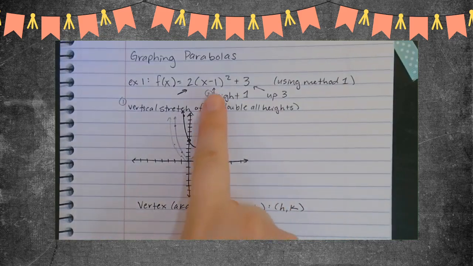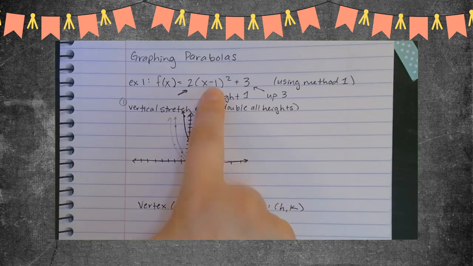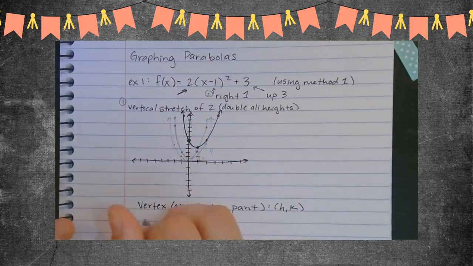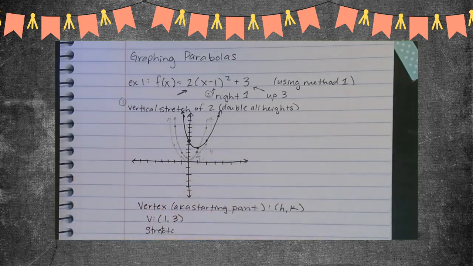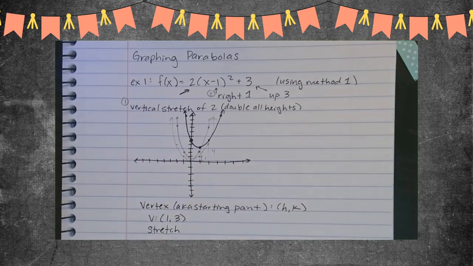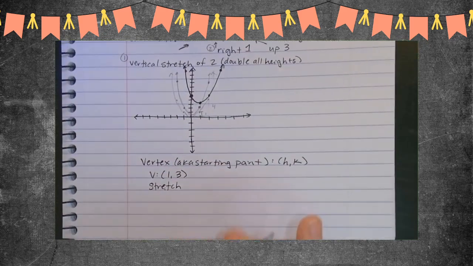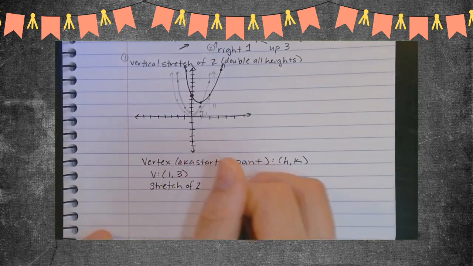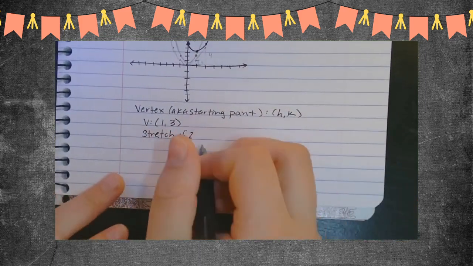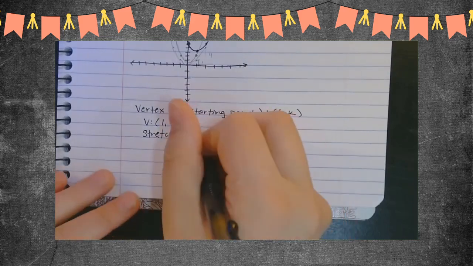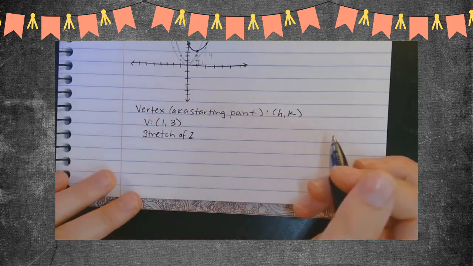So my vertex is +1, +3. So our vertex here is (1, 3), with a stretch of 2. So one thing we can do for the stretch of 2 is we can take the y values of our points and multiply all the y values by 2.